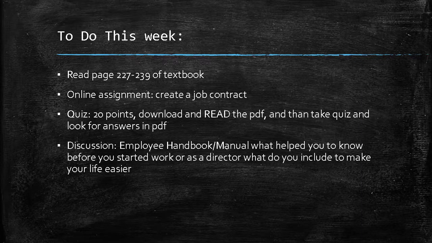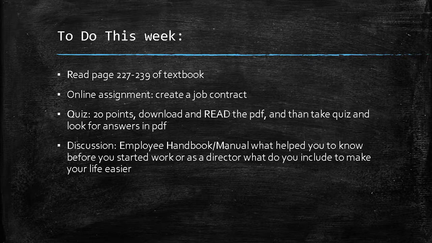So for this week, you are going to be reading just an excerpt from the textbook. So page 227 to 239 of your textbook. For your online assignment, you're going to be creating a job contract, which we've talked about extensively in this PowerPoint that you're reading right now. And then the quiz, which we talked about in the previous PowerPoint, but it's really just to help you clarify your learning about what employee rights are in the state of California.